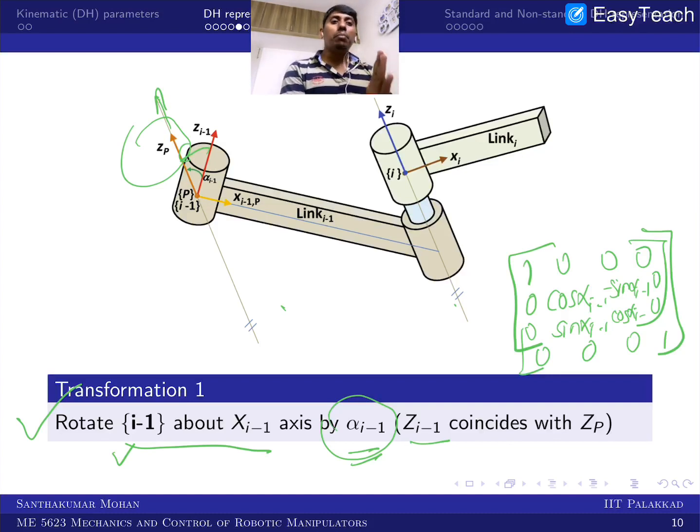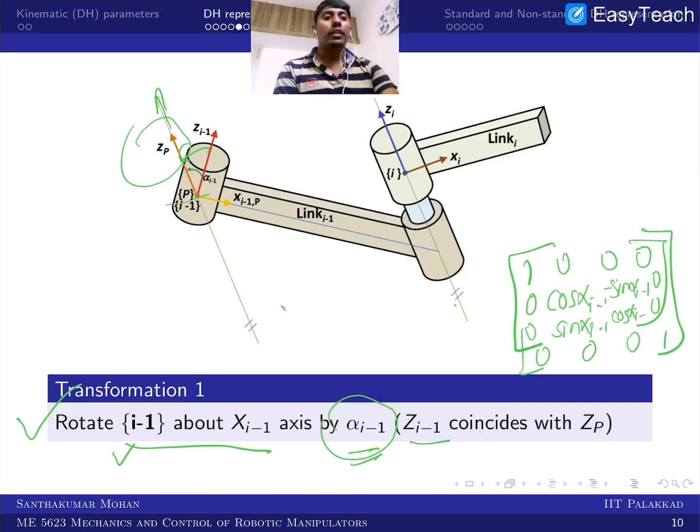So now what we have done is only one thing. We are trying to make zi minus 1 parallel to zi, and we are giving a new frame, called the P frame. Now the only difference between the P frame and the i minus 1 frame is that it is rotated about xi minus 1 by an angle of alpha i minus 1. That's all. Now we will move forward.